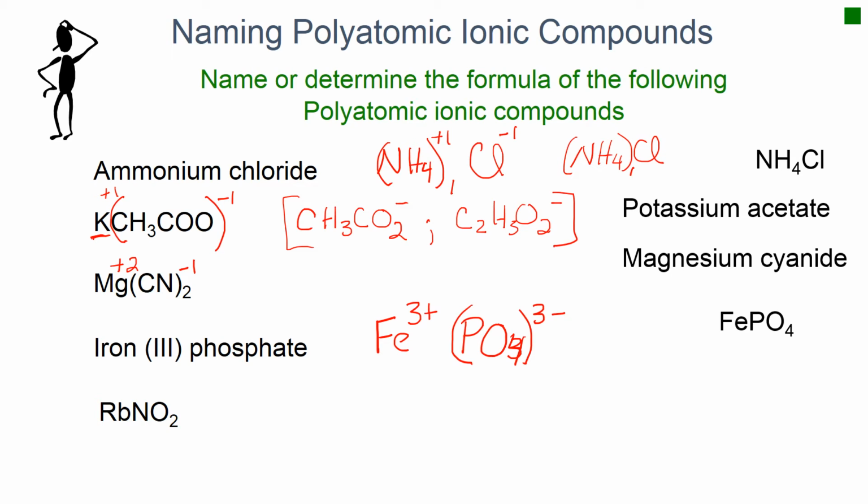And is a metal present? Yes. The metal's name is rubidium. I have to look that one up. And NO2 is a polyatomic ion that looks an awful lot like nitrate, but it's not nitrate. It's nitrite. One less oxygen. So the name for this one is rubidium nitrite. If you have any questions on these, just be doing these in your notebook and be sure to post.